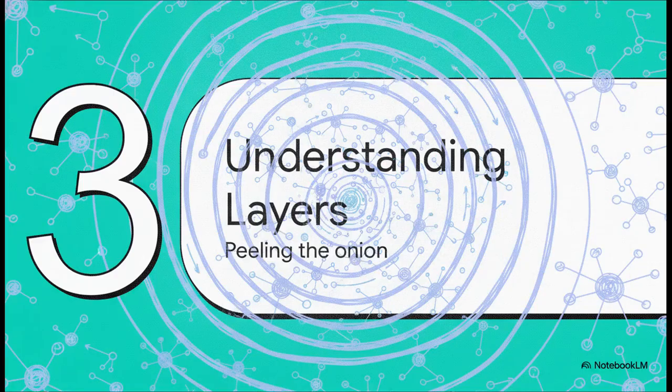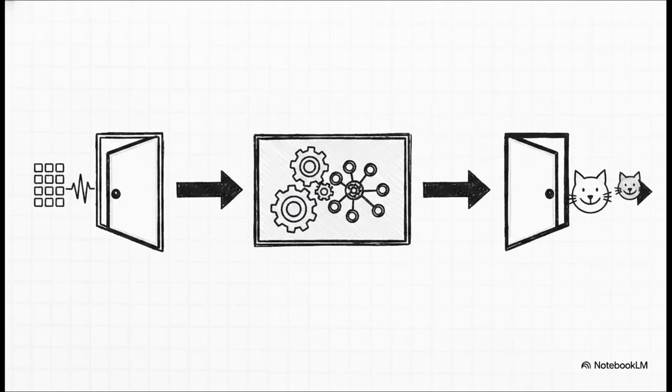Part 3. Understanding network layers, peeling the onion. These millions of digital neurons aren't just thrown into a chaotic pile, right? They're arranged in highly organized structures called layers. Basically, every network is built on this specific structure. First, we have the input layer. This is the front door. It's where raw information, like the pixels of an image or the sound waves of a voice, enters the network.